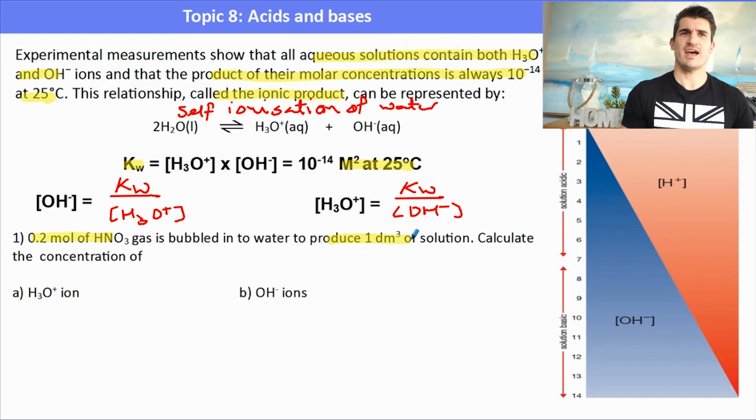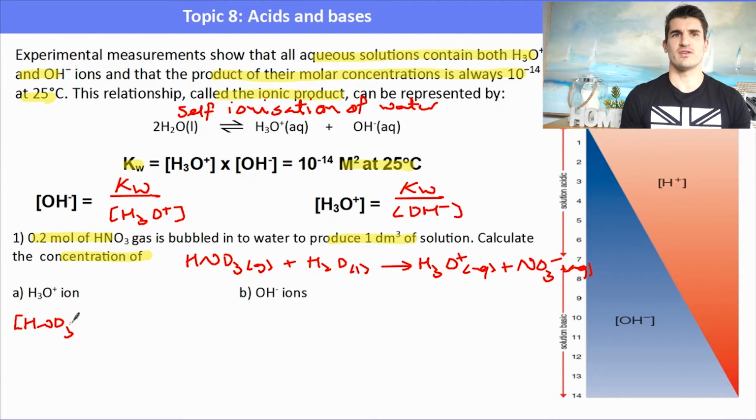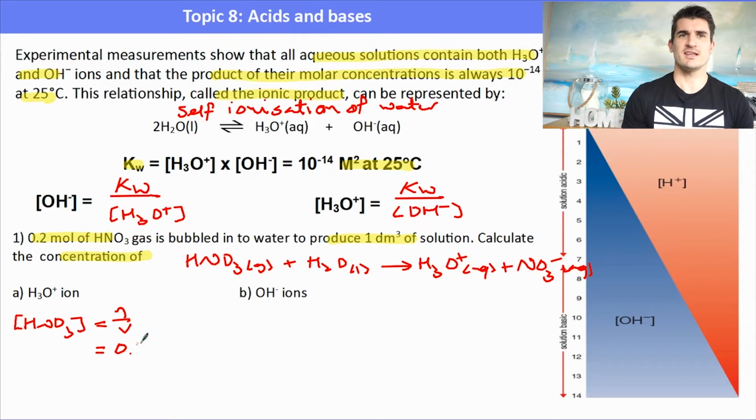So for example, if we have 0.2 mole of HNO3 gas bubbled through a solution of 1 decimeter cubed, we need to calculate the concentration. Again, we need to start off with an equation. So we have HNO3 plus water. It undergoes ionization to form 1 H3O+ ion and 1 nitrate ion. So the concentration of HNO3 will be equal to the number of moles divided by the volume. In this case, the volume was 1, so they made our life pretty easy. The concentration would be 0.2 molar.